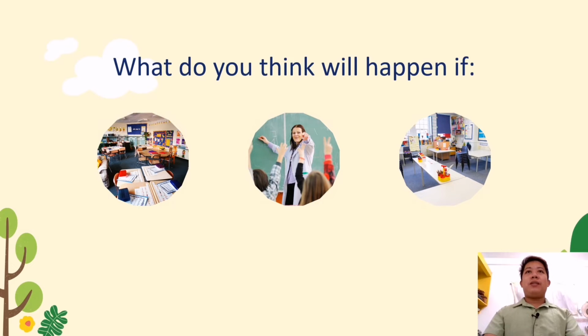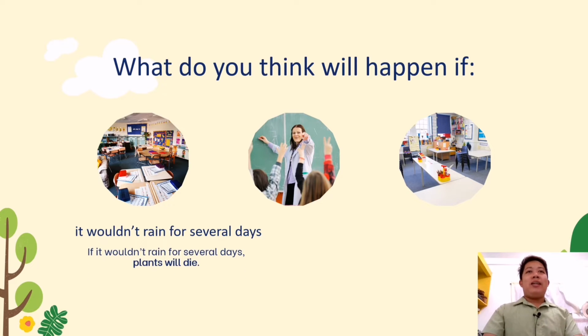What do you think will happen if it wouldn't rain for several days? Okay, if it wouldn't rain for several days, plants will die. Our given conclusion is plants will die. Based on the given clue on the first part of the sentence, one can conclude that if it didn't rain for several days, plants will die.